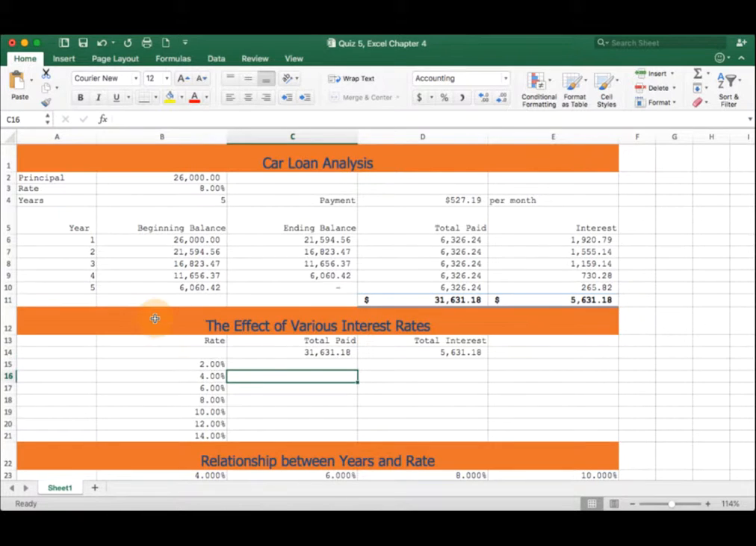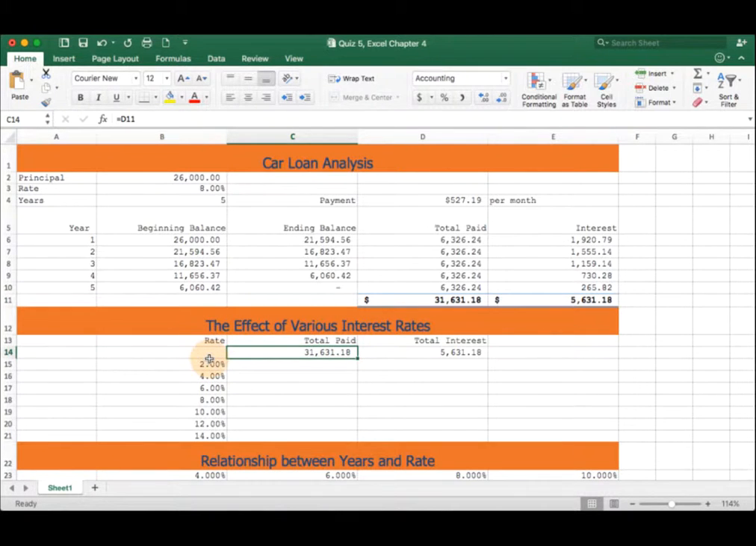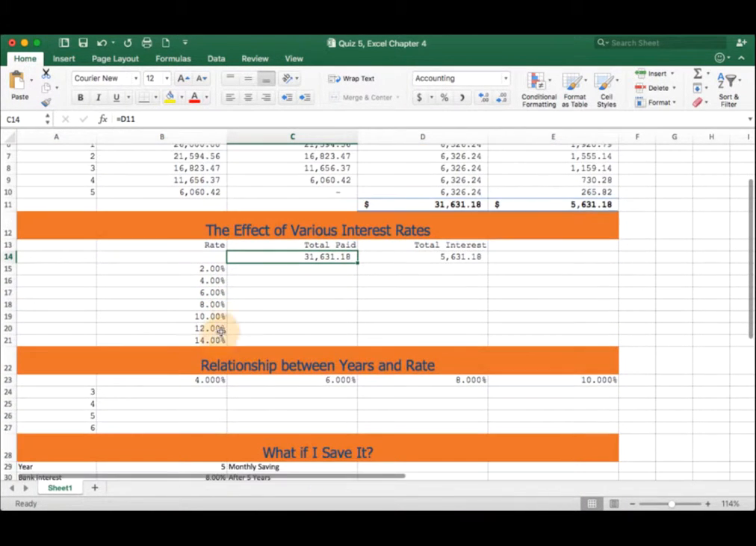Now we're jumping to the second table here. The second table requires us to observe the effect of various interest rates. So this is going to be our data table 2 example. This is going to be exactly the same as what we have done in the class.